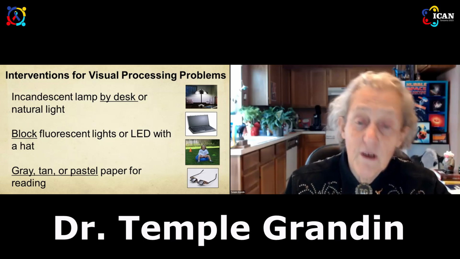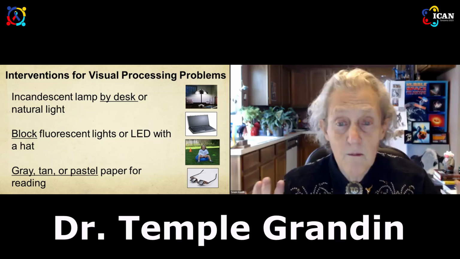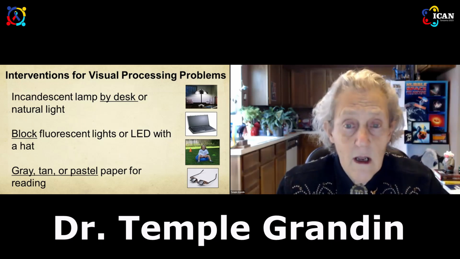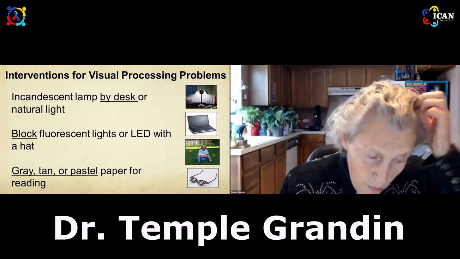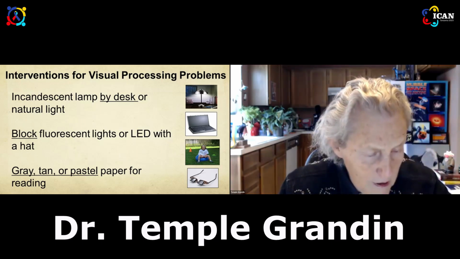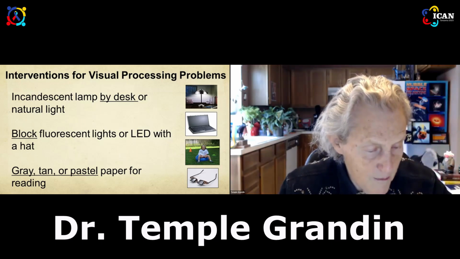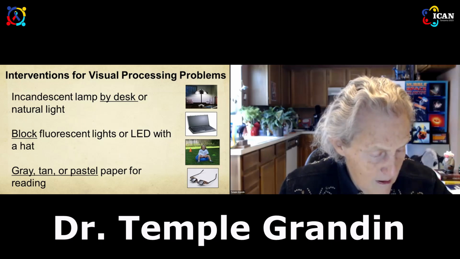Experiment with different fonts on the computer. Experiment with different backgrounds. And that may work. It only works on a subgroup. And then I already talked about using the light to block out some of the bad lights.